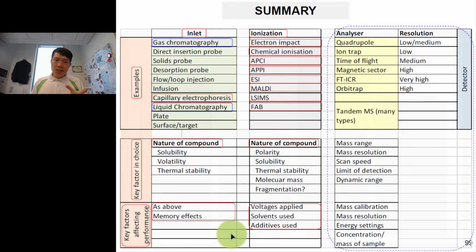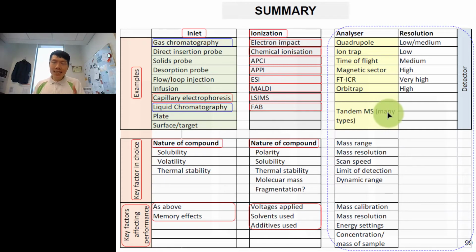The key factors affecting the performance when you choose the inlet, ionization mode and even analyzer: does it have a memory effect? We follow the key factors in choosing it, but something that we can fine tune in the instrument itself is the voltage applied, the solvent used, or whether we even use an additive. Because with that, we give your mass spectra something a bit more complex. You see the M plus alkali, M plus anion, cation, etc.